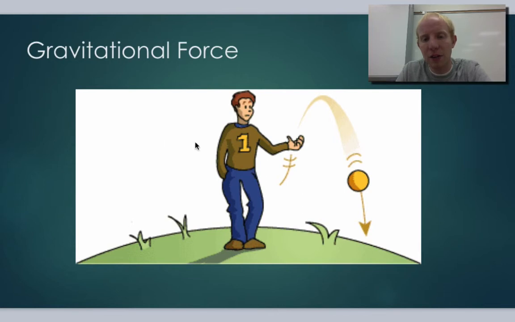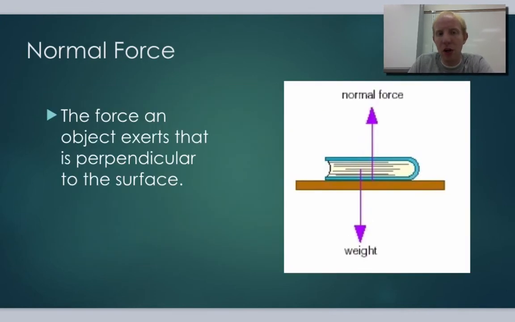Okay, so gravity obviously is the force that pulls anything towards the earth. This is why you can't just jump and start flying away into the sky, right? There's a force that is bringing you back down. Okay, gravitational force, a very common force. Hopefully you're already pretty familiar with it. Okay, there's also what we call the normal force. Okay, and the normal force is the force an object exerts that is perpendicular to the surface.